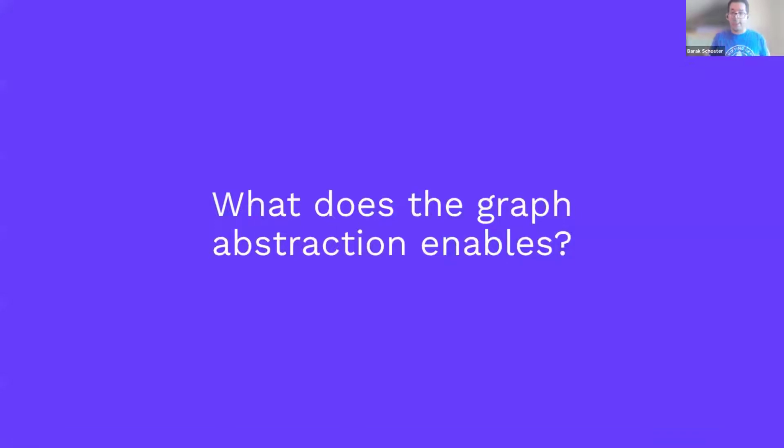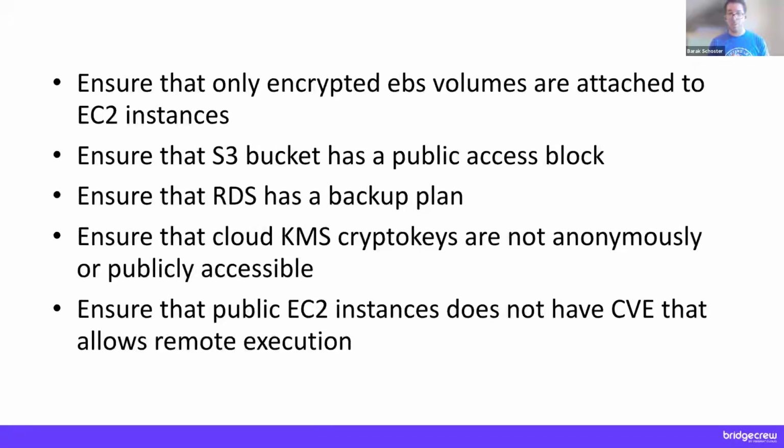So taking a step back, what does the graph abstraction enable us to do? We heavily understand that it can traverse, and we have a specific example of public EMR clusters that we want to prevent, but what other examples are there? Other examples available as part of the open source policies are, for example, to ensure that EBS volumes that have a dependency or an attachment to VMs, to EC2s, are encrypted, making sure that all of the data stored on our servers is secure. We have another one, which is making sure that S3 buckets have a dependency on a public access block and are made private, RDS have a backup plan, and other use cases.